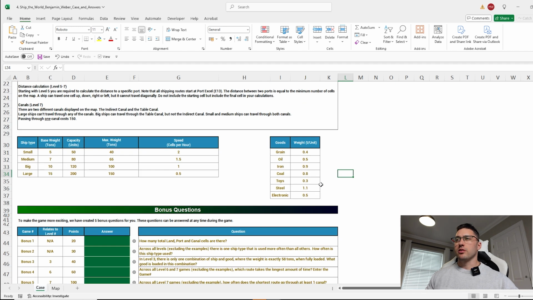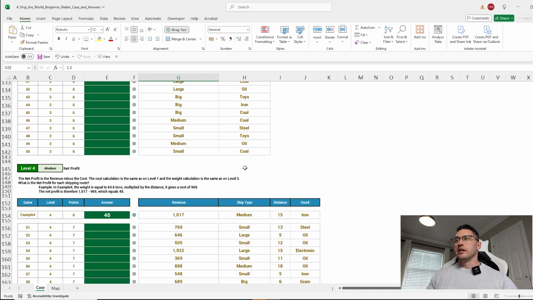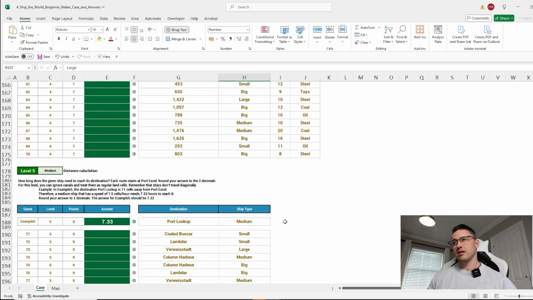Some things really annoy me though, like it's just a bit clunky. The fact that these cells here in the max weight are merged just makes it a little bit awkward, and the same as the fact that the ship types here move cells, so you can't just copy formulas down, you have to adjust the columns. It just makes it a bit clunky.